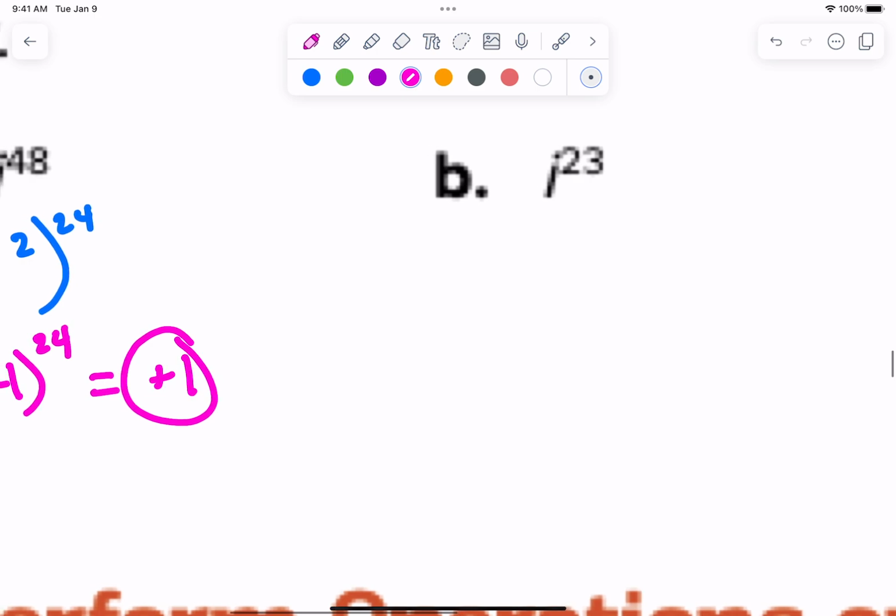Now 23. We're going to have to hang an i off to the side, but then we have i squared to the what?